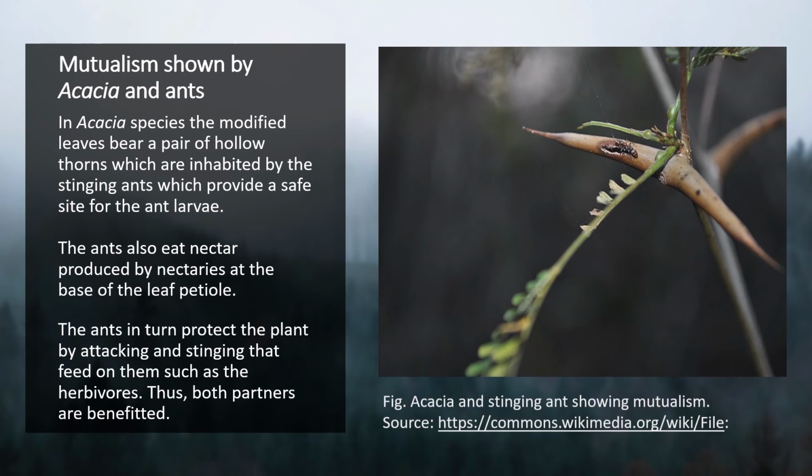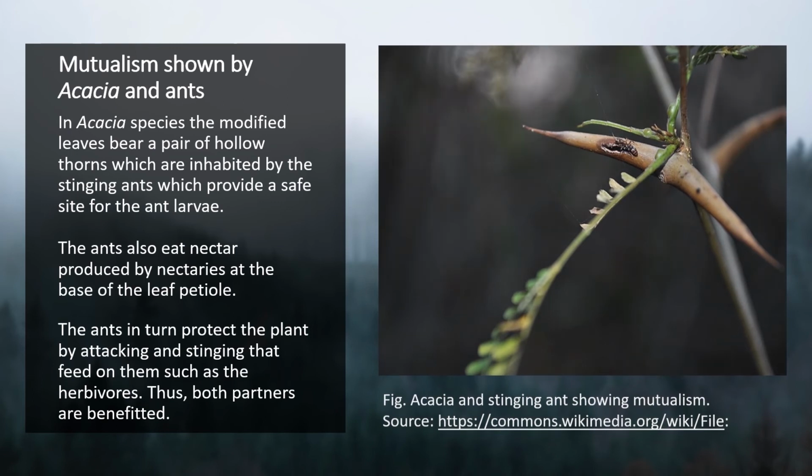The ants also eat the nectar produced by the nectaries which are at the base of the leaf petiole, while the ants in turn protect the plant by attacking and stinging organisms that feed on it, such as the herbivores. So these stinging ants attack the herbivores when they try to eat up this acacia plant. Thus, both the partners are benefited. So this kind of interaction is an example of mutualism.